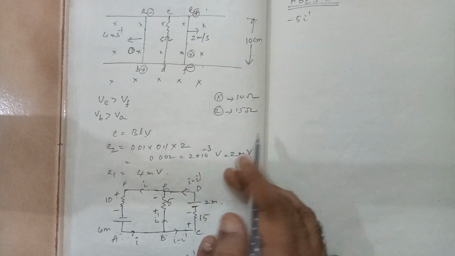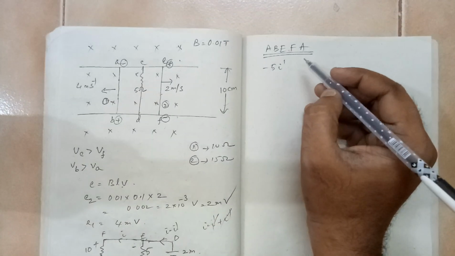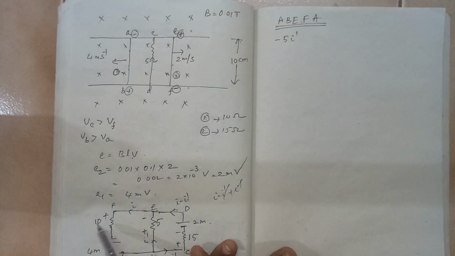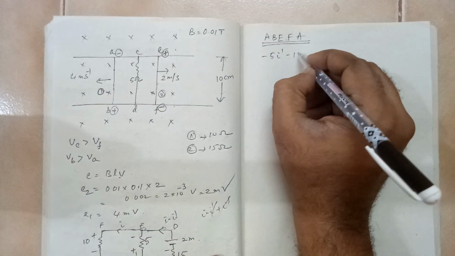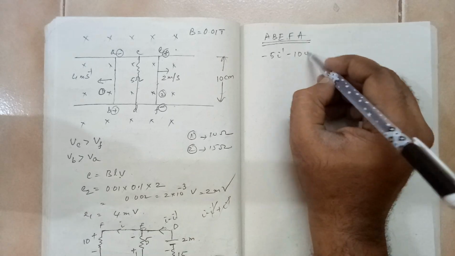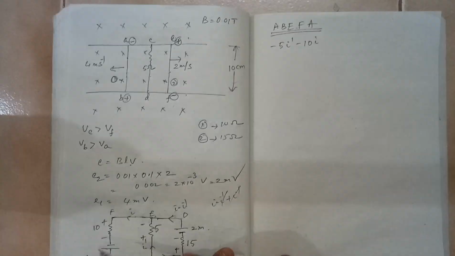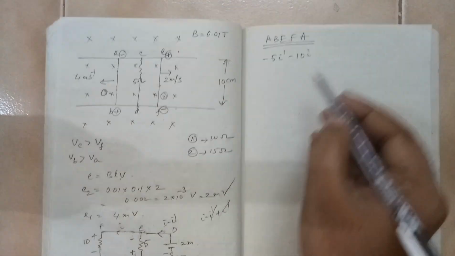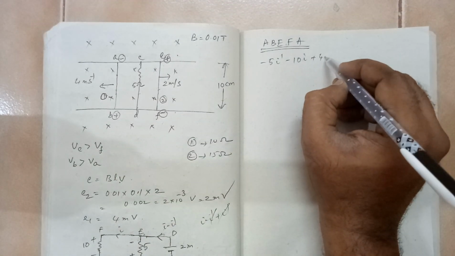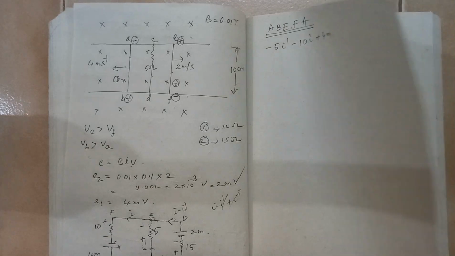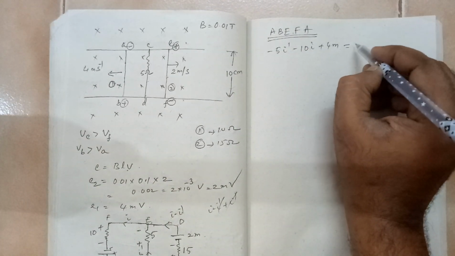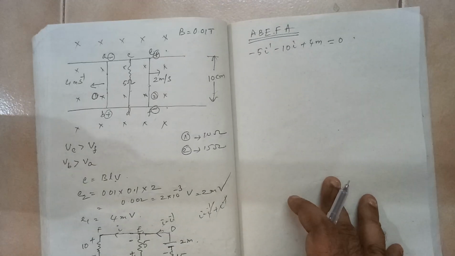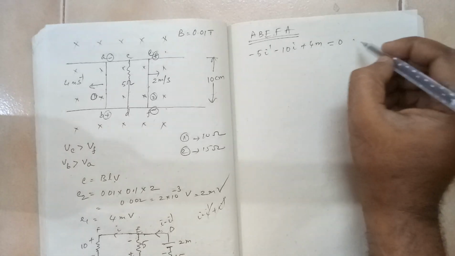From positive to negative, so it is minus 10 I, and then from here, minus to plus, it will be plus 4 millivolts, and again you came back to A, so it is equal to 0. So this is my equation 1.